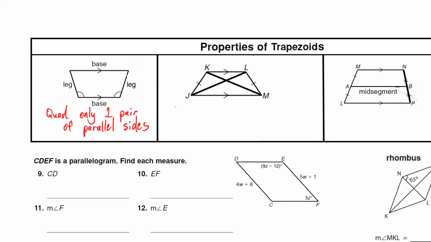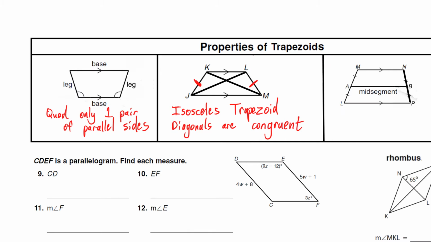Okay, then what I had in mind here is this is an isosceles trapezoid. It's an isosceles trapezoid because that side is congruent to that side. So in an isosceles trapezoid, the diagonals are congruent.